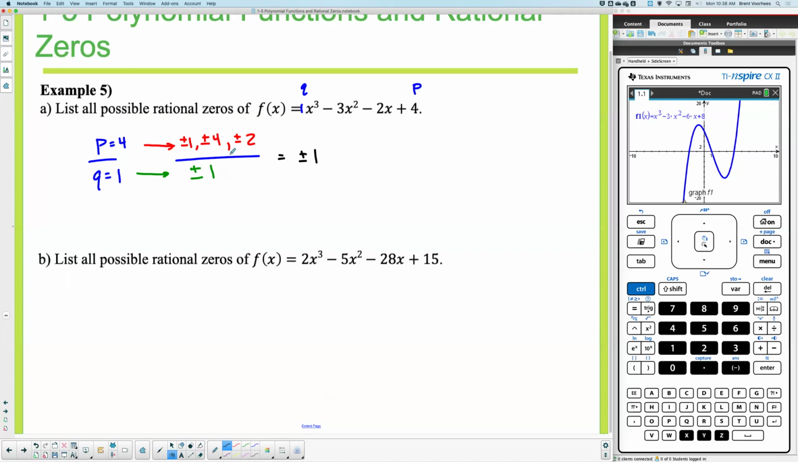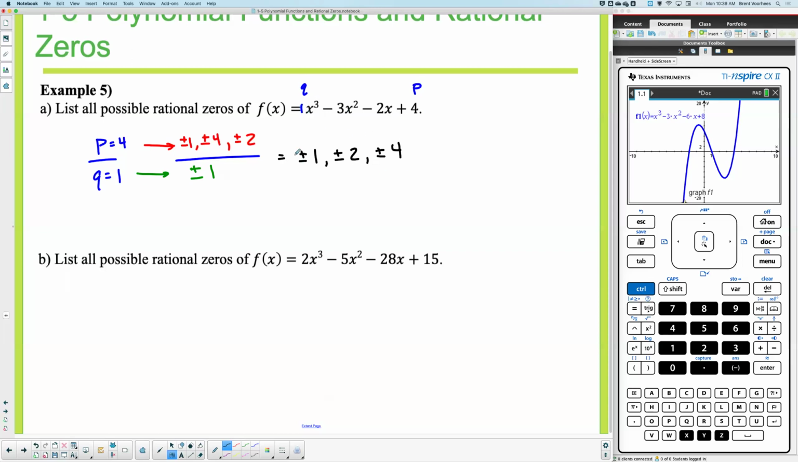Now you do it with 2 divided by 1. What's 2 divided by 1? 2. Well, what if I had a negative? So it's either +2 or -2. And now here, what about the last number? 4 divided by 1, what are we going to get there? 4 and -4.